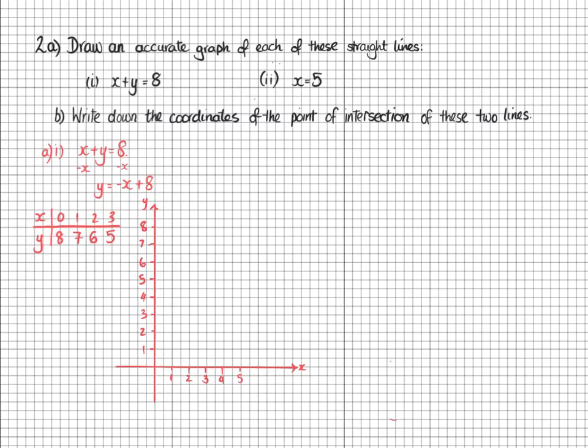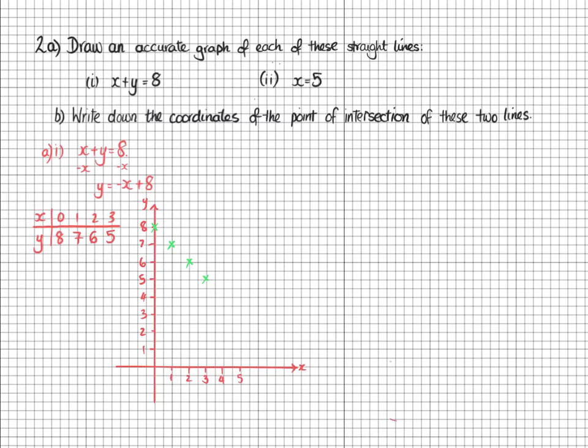That was good. Right, so I'm going to use a different colour here to make it a wee bit more obvious. So at 0, we've got 8, so we draw a little cross. At 1, we've got 7, so we draw a little cross. At 2, we're at 6, so we draw a little cross. And at 3, we're at 5, so we draw a little cross.